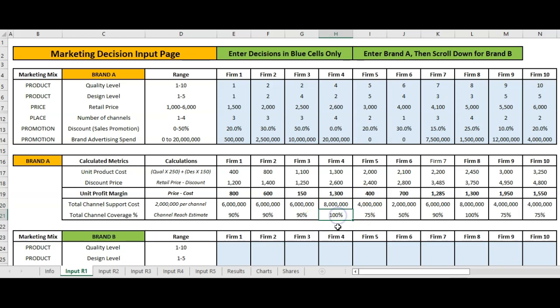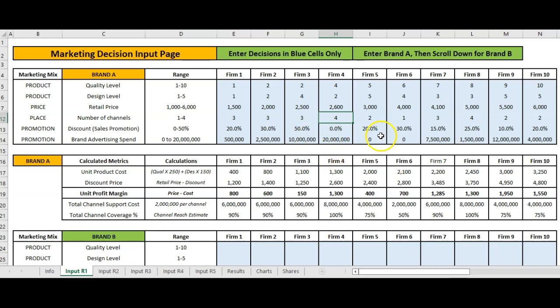So why wouldn't you pursue 100%? The way it's been structured is that sometimes the incremental difference, you're better off saving that 2 million. And also, once we get to 4 channels, the brand is seen as too commonplace. And behind the scenes, there are some brand equity points that are deducted.